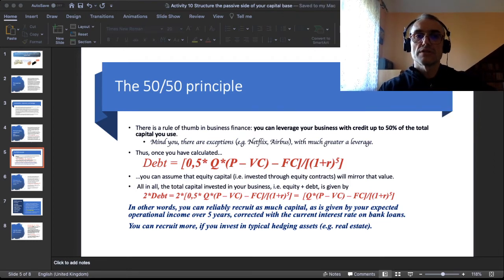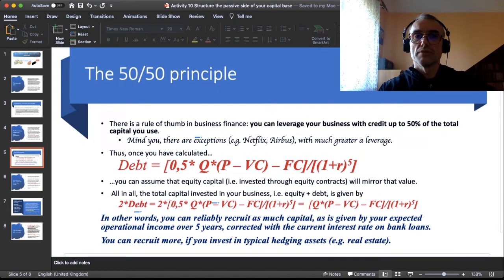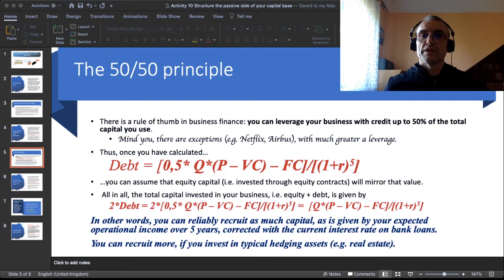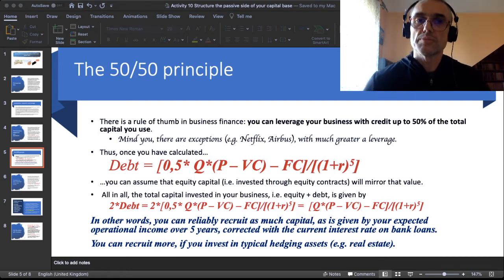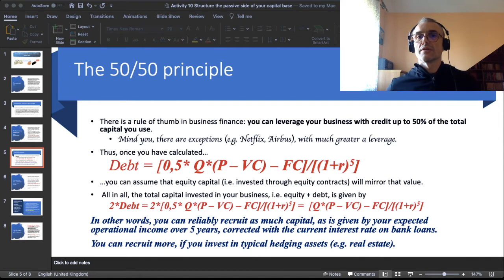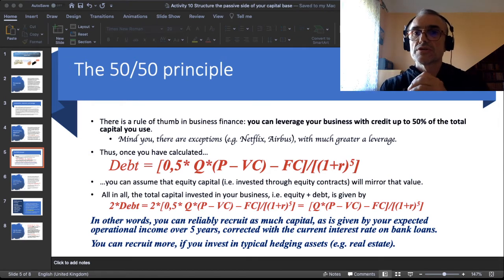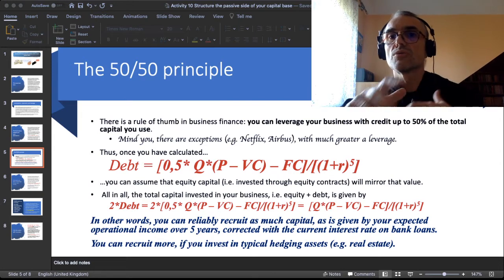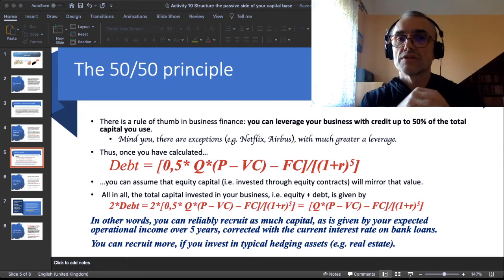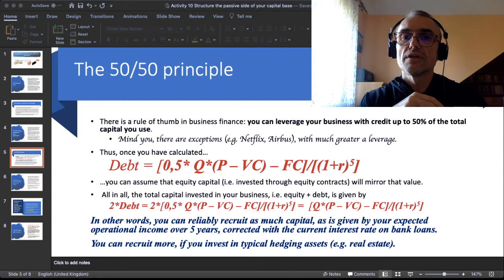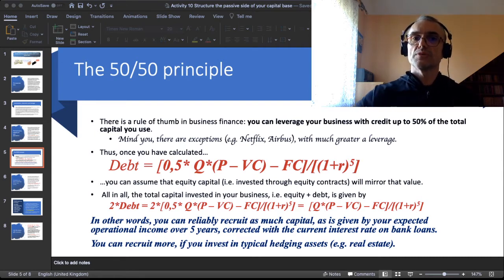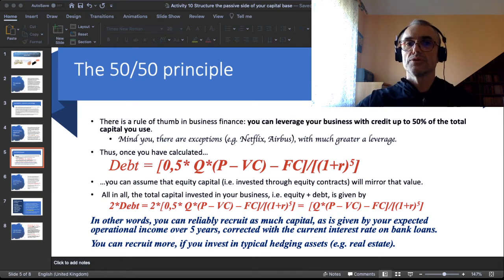Let me make it slightly bigger to make it more readable, because we will be talking about an important rule of thumb in business planning, the 50-50 principle. There is that principle which says that without going into fine-tuning your financial strategy, you can leverage your business with credit up to 50% of the total capital you use. This is the 50-50 principle.